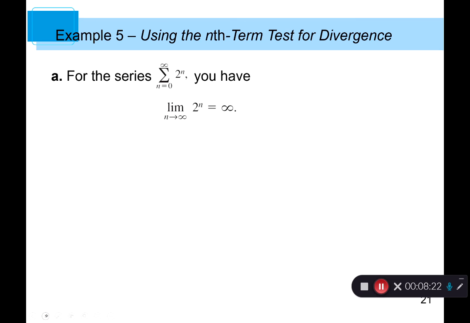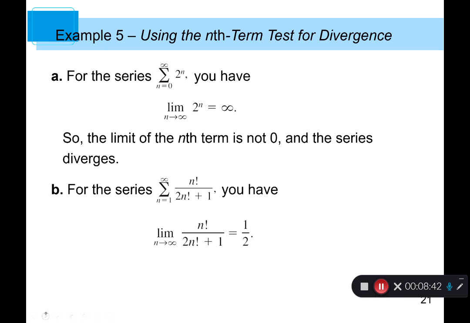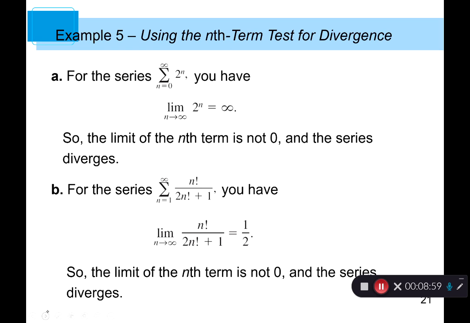All right. So 2 to the n. If I take the limit as n approaches infinity, it equals infinity. Therefore, it's not 0. The series diverges. Very quick and easy. All right, the next series here, take the limit as n approaches infinity. Got to use L'Hopital's rule, but it equals 1/2. Therefore, you would say the nth term is not 0. Therefore, the series diverges.